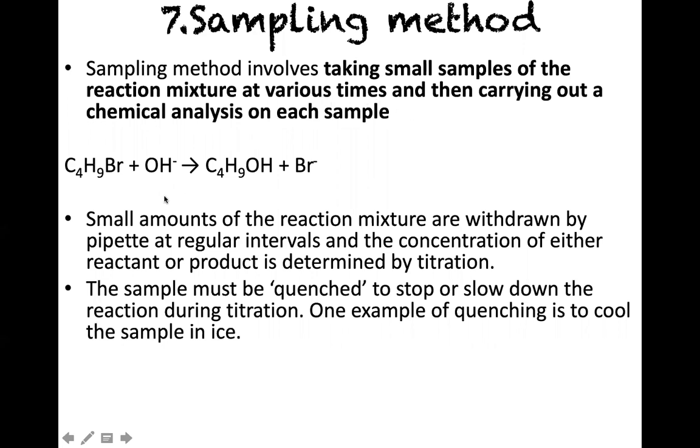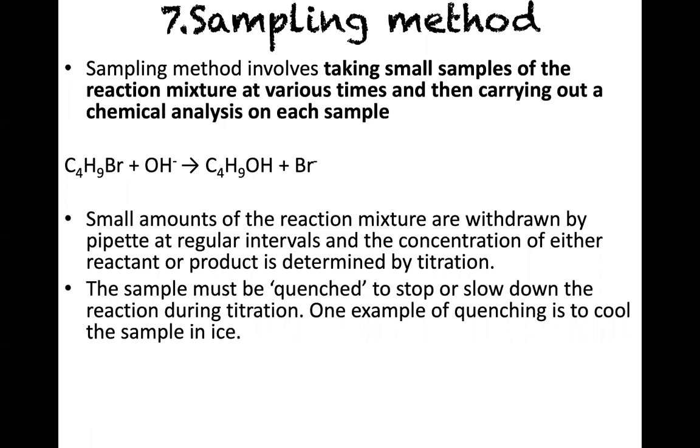So for my sample at 5 minutes just now, I want to calculate the concentration. So what do I do? I carry out a titration. But first I need to stop the reaction in the sample only. This stopping of the reaction is called quenching. One of the methods of quenching is to add ice. So if the sample is cold enough, then the reaction would stop.